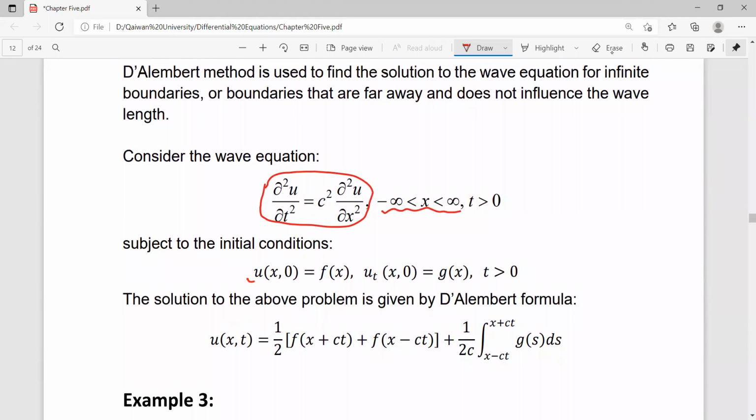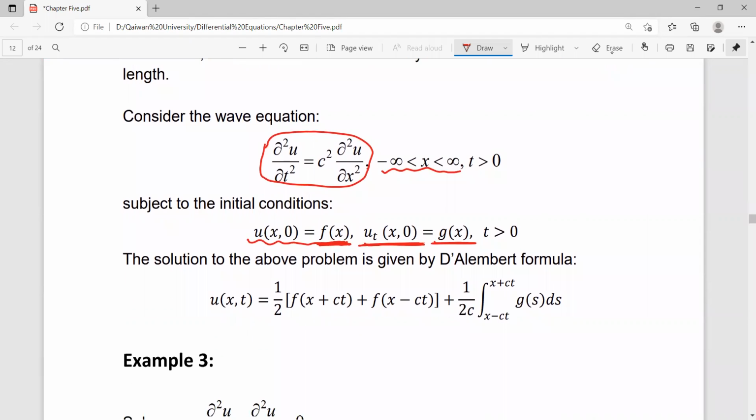So if you are given the initial conditions u of x,0 to be f of x, that means the function that you will be given for u of x,0 is f of x, and u sub t of x,0 is g of x. You should identify what's f of x and what's g of x. For u it is f of x, and for u sub t it is g of x. We say the solution for the above problem can be written like this.